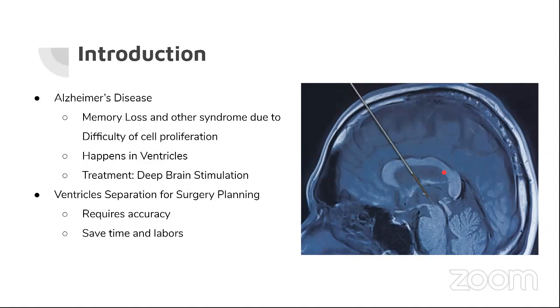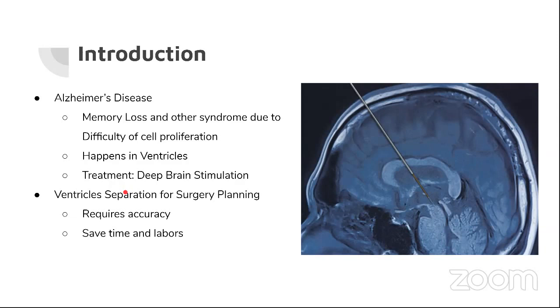This part is called the ventricle, and it is a key part in the brain that could generate stem cells for cell proliferation. One of the recent treatments for Alzheimer's disease is called deep brain stimulation, where the surgeons could implant electrodes inside the ventricles, using this long needle to help the ventricles restart, so the stem cell zone could work.